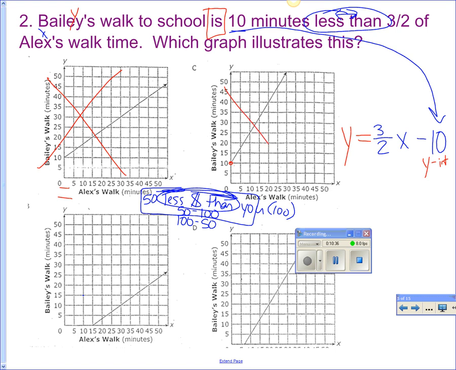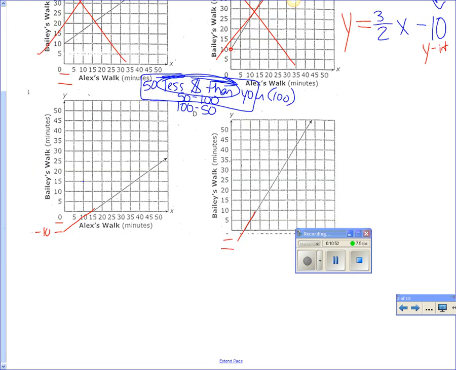+10. So we can mark this one out. Now, let's look at this one. Here's your line. So imagine it keeps going. Is it possible that it starts at -10? Very possible. Same thing here. Draw your line out. Does this one possibly start at -10? Yeah, sure. Okay, so now we need to test the slope.